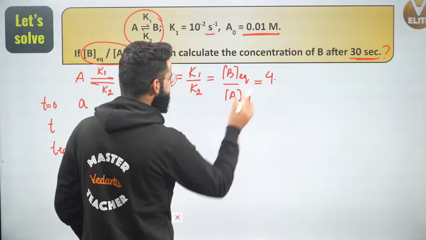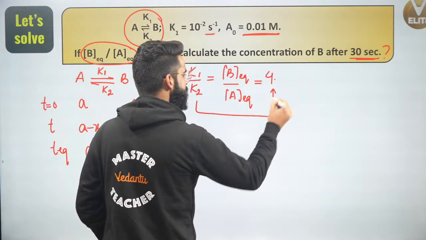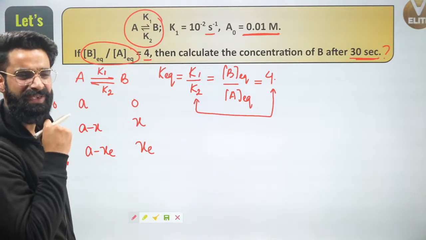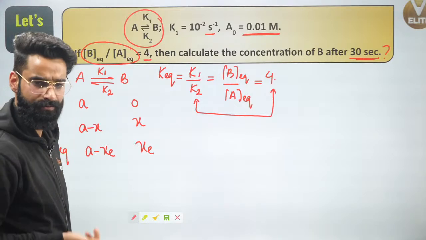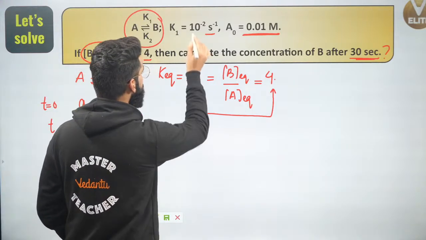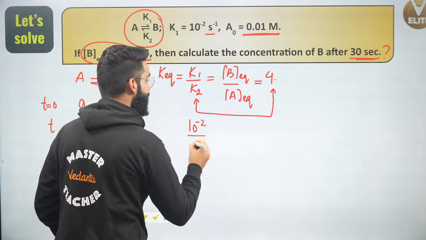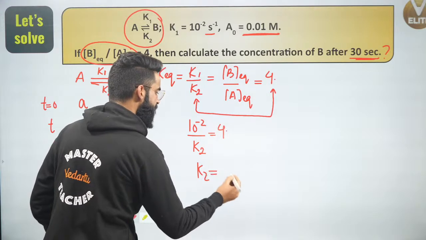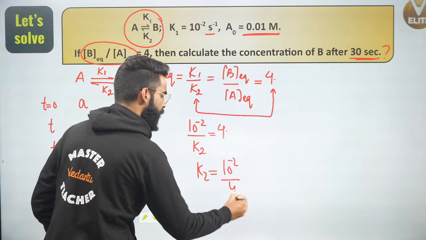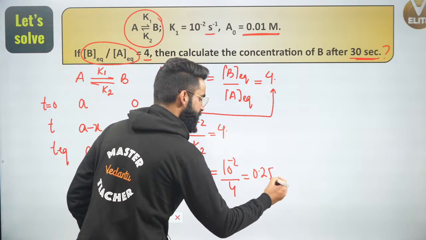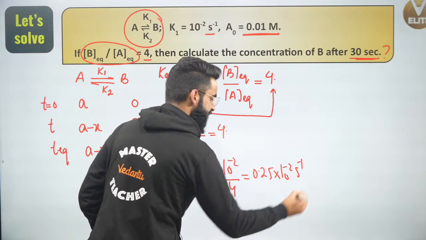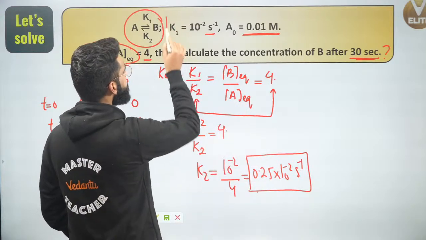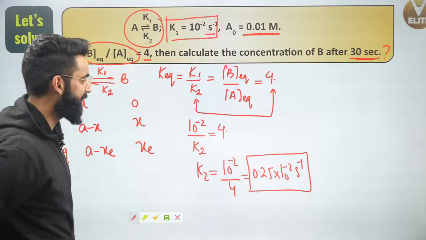Now from all these terms, I'm going to take these two terms. What can I get from here? Can I say I'll get the value of K2 by equating these two? So I can say something like this. Instead of K1, I can write 10 power minus 2, divided by K2 is equal to 4. So I can get the value of K2 from here. It's going to be 10 raised to the power minus 2 divided by 4. It's going to be 0.25 multiplied by 10 power minus 2 per second. I got the value of K2, right? K2 I got. K1 I already have.